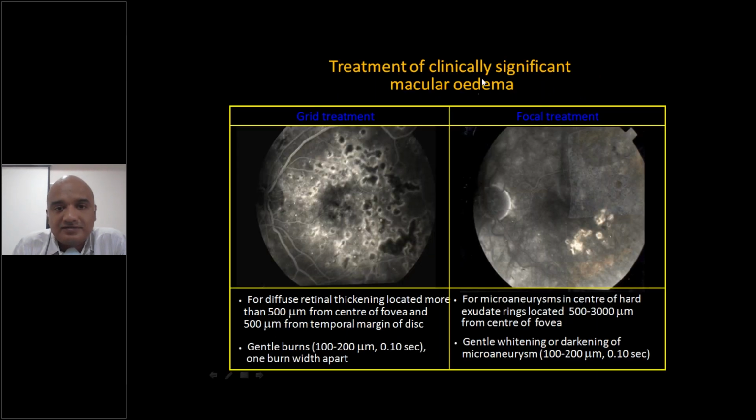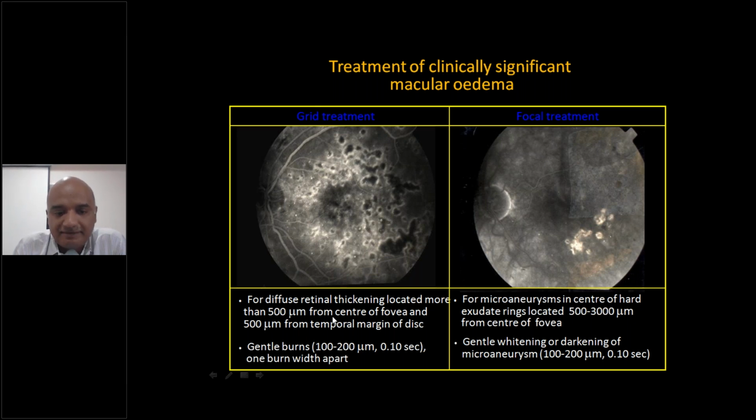Now this is a classical example of grid treatment and focal treatment, which I have already discussed. This is again to reiterate the same thing for diffuse retinal thickening. Whenever the patient is having macular edema in the whole area, you give grid laser. And when you are suspecting some small point-like lesions or point-like leakage, then you give focal laser.